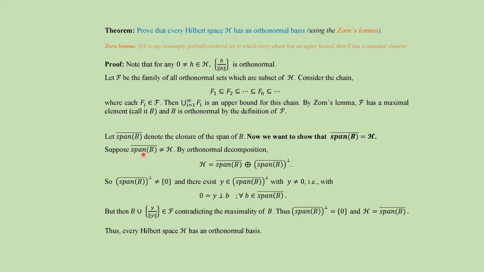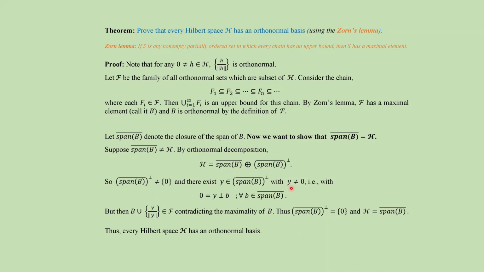Since we assume this one is not H, the orthogonal complement should be non-trivial. So there exists a vector y in here, where y is a non-zero vector, and since y is in the orthogonal complement of the closure of the span of B, y should be orthogonal to every b in B, where B is contained in the closure of the span of B. So those are orthogonal.